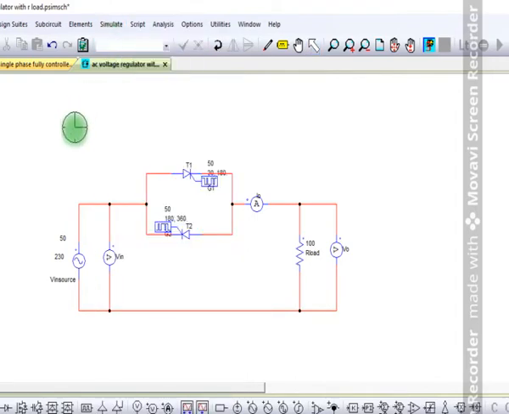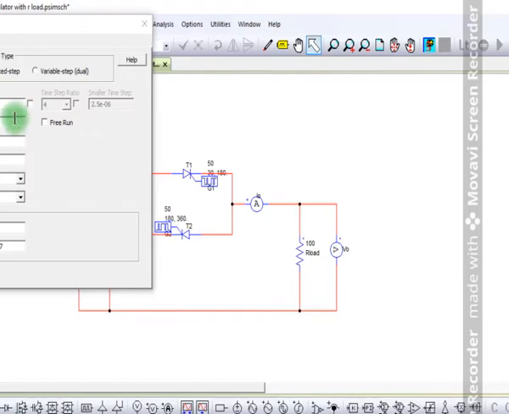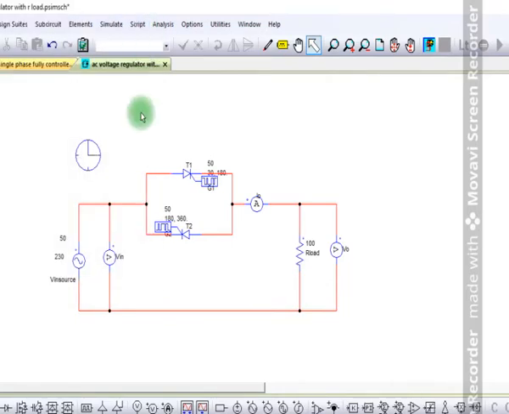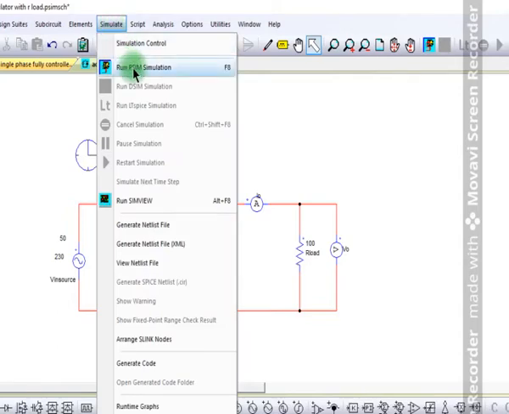We'll click it and put the total time, that is 0.04. Then after this I think we have completed the AC voltage regulator with resistive load. We have completed all the connections. Now we need to run this particular circuit. So run PSIM simulation.